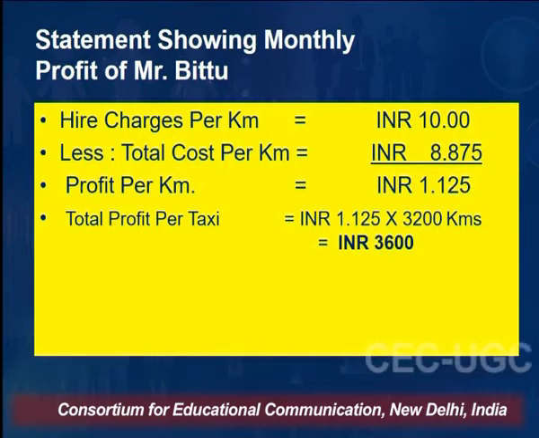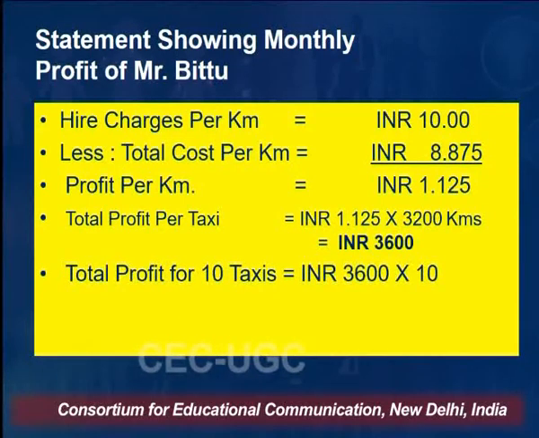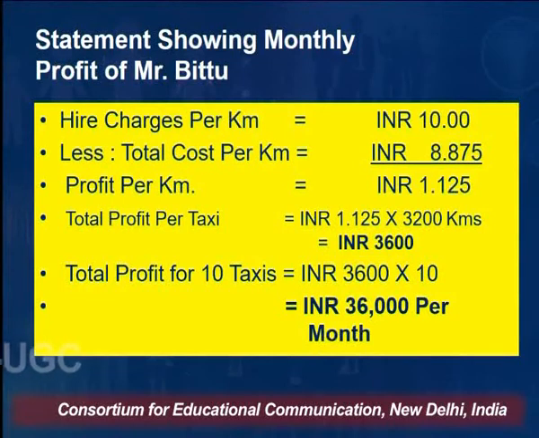So total profit per taxi comes to be rupees 3,600, and since this operator is having 10 taxis, it is very simple to calculate the profit: profit per taxi multiplied by number of taxis, and it is giving me the total profit of 36,000 rupees per month.